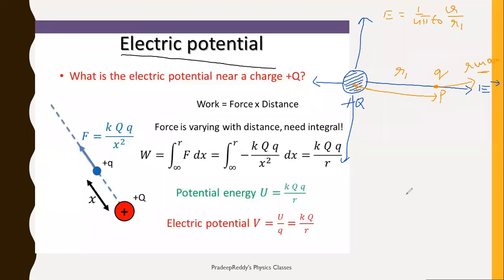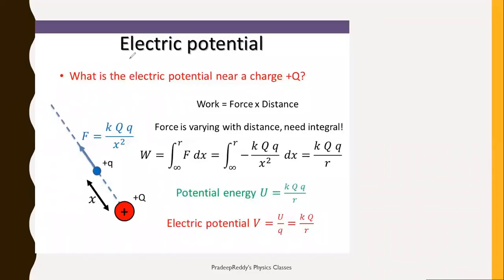Now, what I mean to do is I need to bring this test charge inside. So for example, to this point, which is at a distance R2. I want to bring this test charge from this position to this position. So we are now going to discuss electric potential. It's very simple. Let me take here a positive charge. Because of this positive charge, this test charge will experience a force outward.